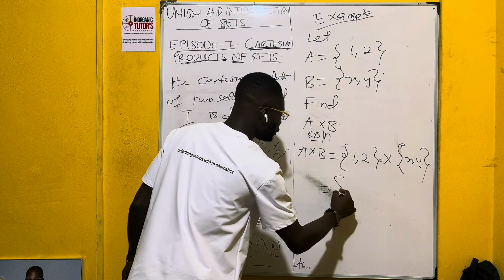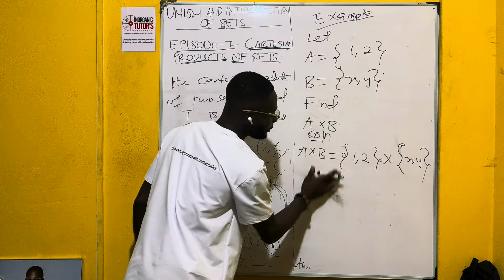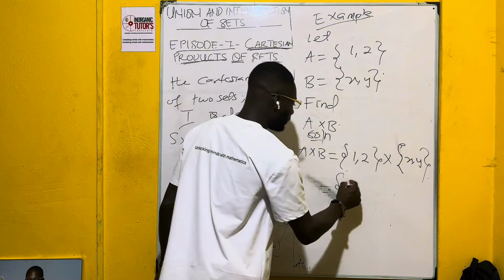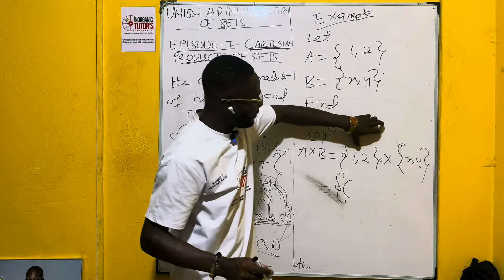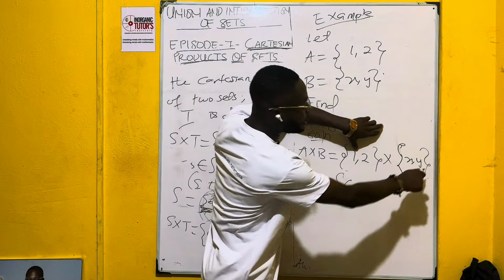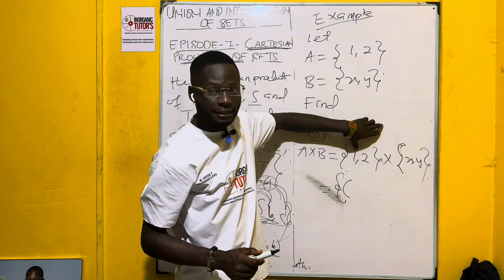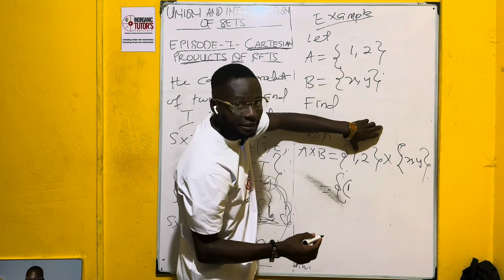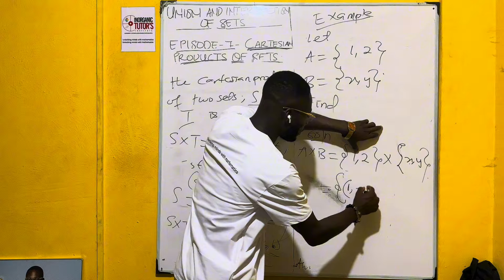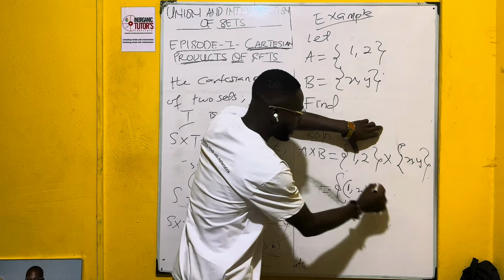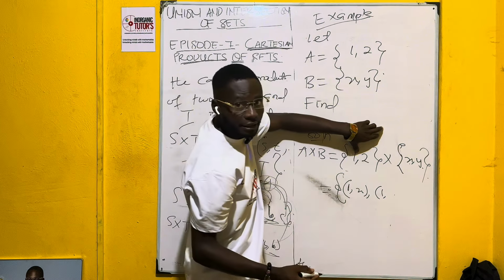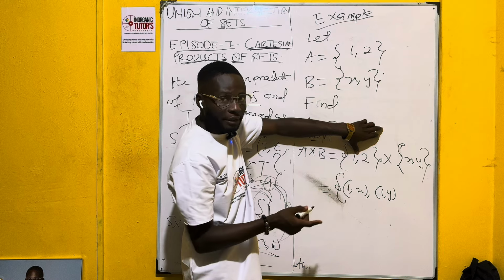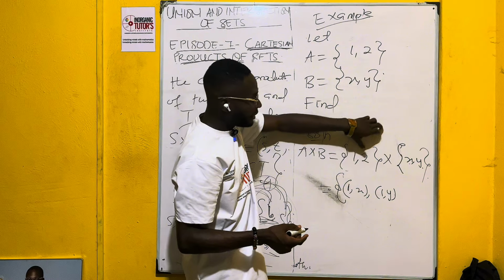Now, let me show you the easiest part. I want you to fix 1, then pair it with all the elements in the second set. So you fix 1 and pair it with the first element in the second set, so we have (1, X). You fix 1 again, pair with the next element, then you have (1, Y). You are done pairing the first element. Now fix 2.